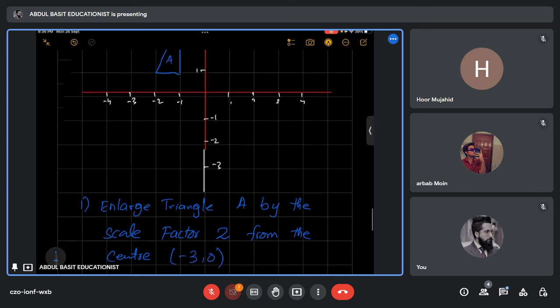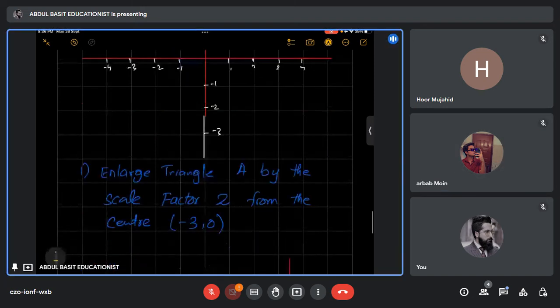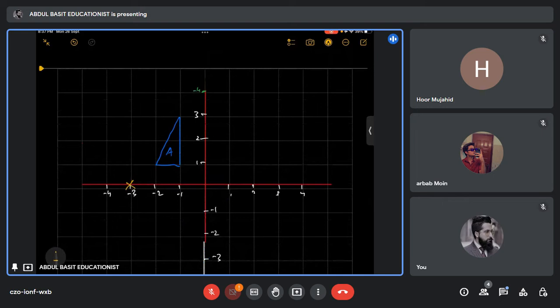Okay, let's see. So please focus. Now that's tricky. Okay, guys, ready? Can I proceed? Okay. Enlarge triangle A by the scale factor 2, we have to double the shape, from the center -3, 0. So -3 and 0 is this center. These are my points A, B, and C. Let me write here A, this is B, and this one is C.